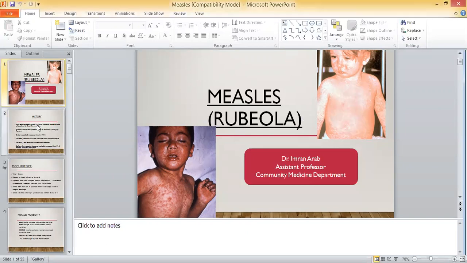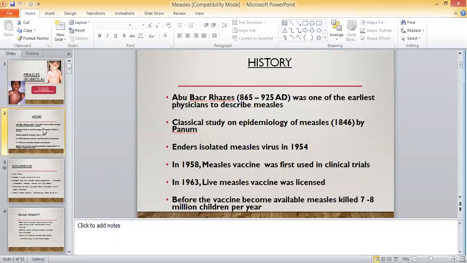Going into the historical background. Initially, measles was described by Abu Bakr Razi. He was a Muslim philosopher and medical personnel. He was a very renowned person due to his treatment of smallpox and general measles.